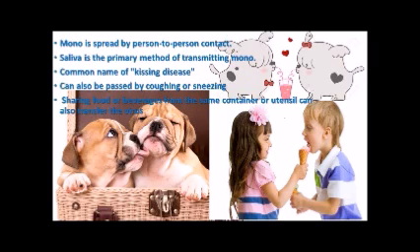As stated earlier, the main form of transmitting the disease mono is spread by person-to-person contact. Saliva is the primary method of transmitting mono, which leads to the infection of the B lymphocytes in the mouth and throat. Infectious mono developed its common name of the kissing disease from the prevalent form of transmission among teenagers and young adults.